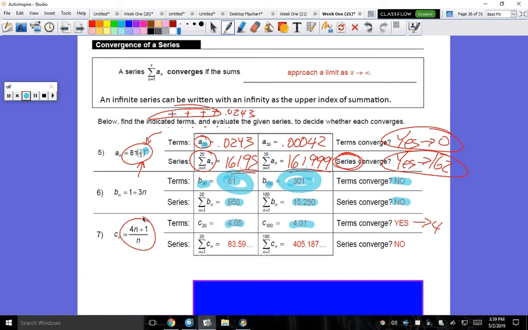But the series, look at the series. Look what it's doing. It will diverge. Why again? Because this is not a what function? It's not geometric, nor does it have an R value that is less than 1. Okay?